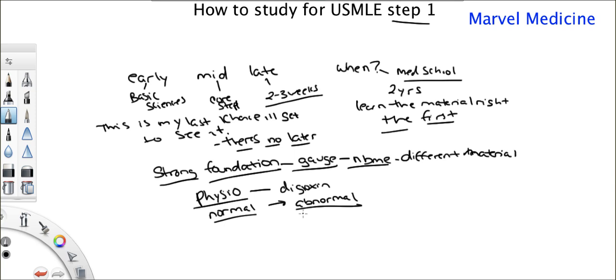All right. Now, getting to stuff, what should you be using to study? Let's say you're in your mid phase here. We talked about your basic sciences early on, foundation, and how you should be using your school's books, Kaplan, all these things in the early on stage. But what about the mid and late stages? What should you be using?